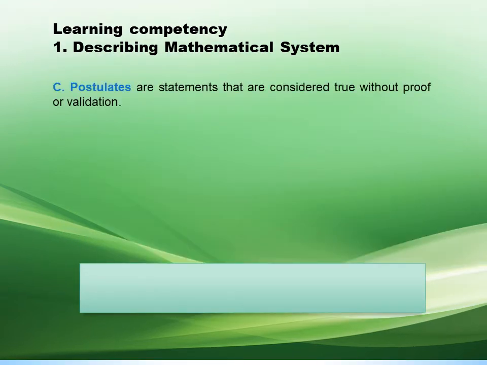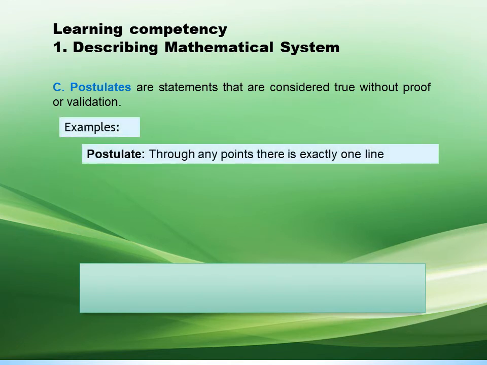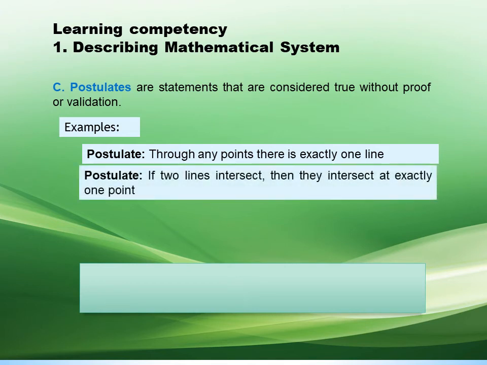C. Postulates. These are statements that are considered true without proof or validation. Example. Through any two points there is exactly one line. This is always true because a line consists of points. Next, if two lines intersect, then they intersect at exactly one point.